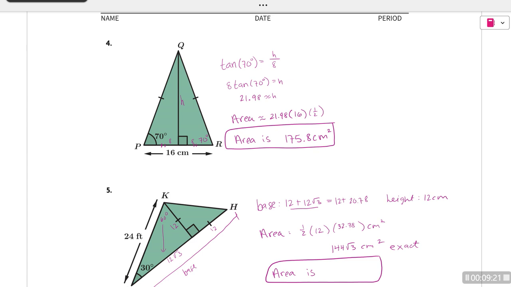Hold on, let me actually pull out my calculator to make sure I do that accurately. 32.78 times 12 times 1/2, we're going to get 196.7. And we're in feet, we're not in centimeters, so I don't know what I'm doing here. So I apologize for this problem. We went all about it wrong.